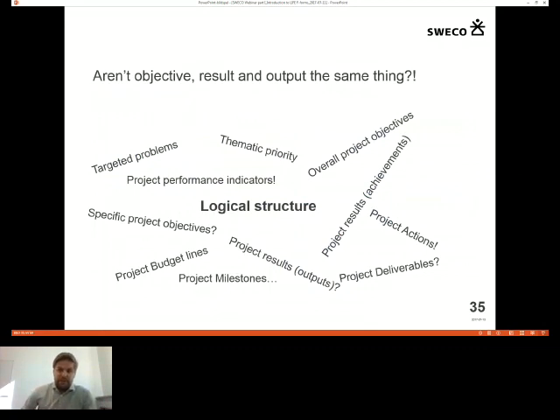The logical structure of a problem is usually a quite critical issue when you start writing a proposal. There are many expressions here that are very similar to one another. For example, what is the difference between objective, result, output? And this is one way for the European Commission, again, to measure and compare different projects. Therefore, you should keep all of these as short and concise as possible.